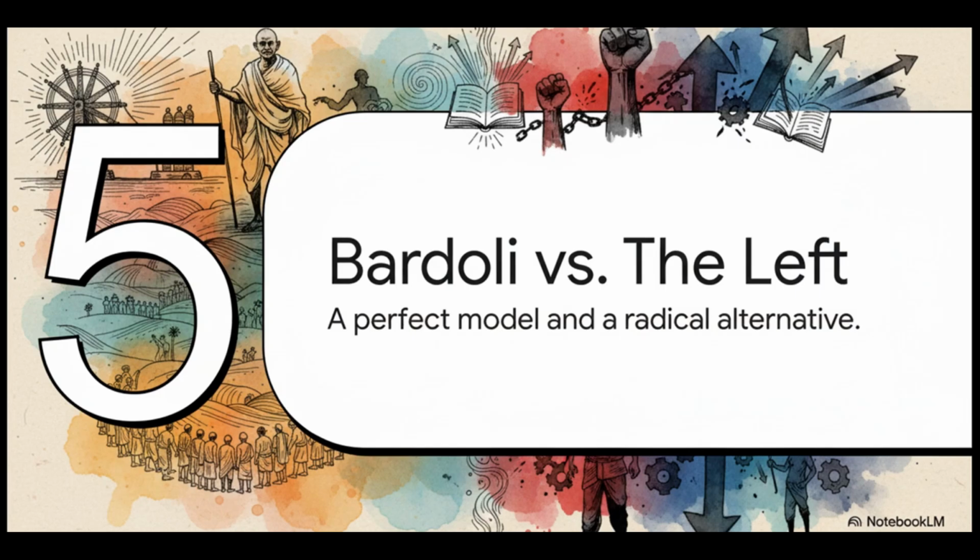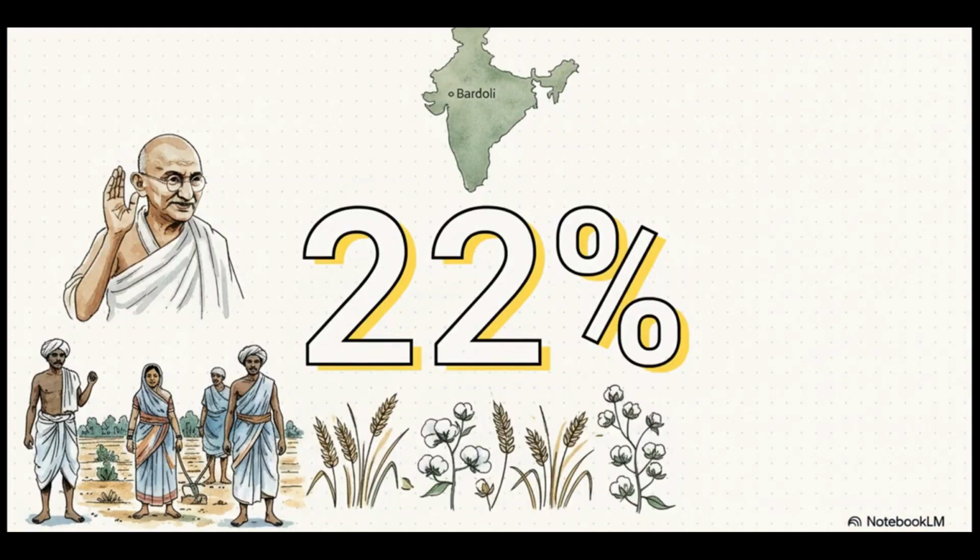On one side, you have the Gandhian model, which is being refined and perfected. And on the other, you've got this new radical left emerging, arguing that Gandhi's approach just doesn't go deep enough. And it all comes to a head in a place called Bardoli in Gujarat. The spark? A massive 22% hike in land taxes slapped on by the Bombay government. That was all it took to light the fuse on what would become the perfect Gandhian peasant movement.